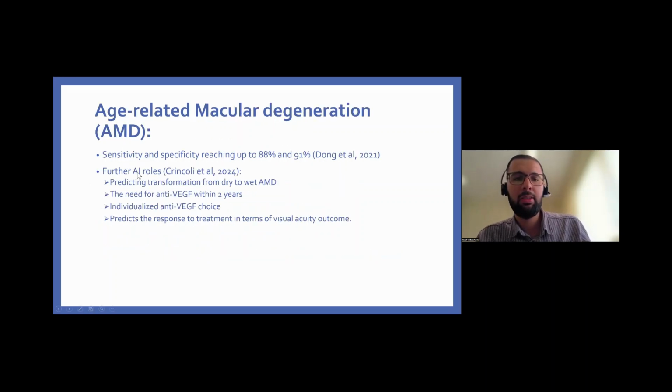As for age-related macular degeneration, also good sensitivities and specificities, 88% and 91%, and it doesn't only screen for the disease itself, but it also can predict the transformation from dry AMD to wet AMD, and therefore you predict the need for the anti-VEGF treatment within 2 years, and also it can predict a specific anti-VEGF choice for those patients, which is also quite impressive. And also it can predict the response to treatment. So you can put various variables in the AI system, and then it can predict the impact on the visual outcome and the response to treatment for those patients.